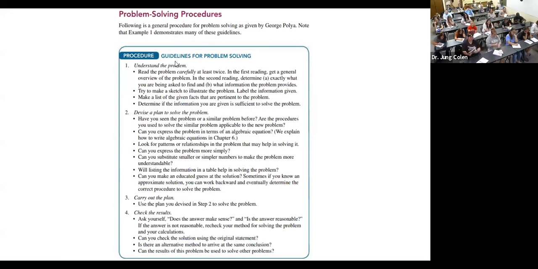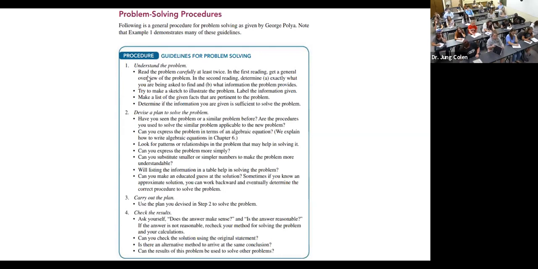The guidelines for problem solving is this. 1, 2, 3, 4 big steps. 1. Understand the problem. You need to know what the problem is asking you to do. And then you're gonna devise a plan to solve the problem. You can think about, I can solve this problem by doing this, right? And then you're gonna carry out the plan. And then you have the answer, then you need to check the answer if it makes sense, by plugging back in or using different strategies, things like that.